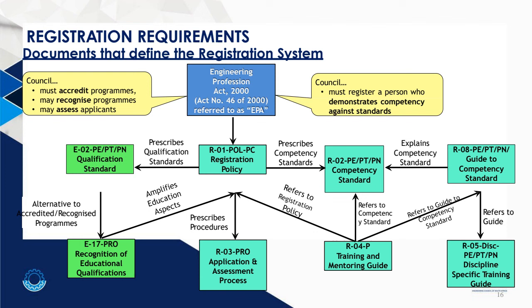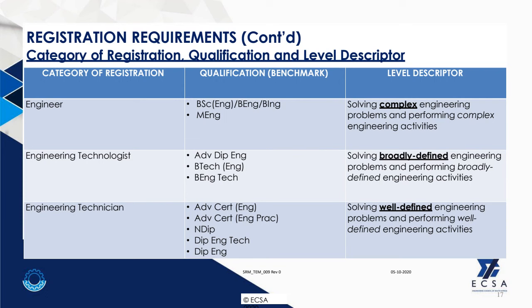The R-03, as we spoke about, is the process of application and assessment when you apply. So these documents are very, very critical to be known in terms of understanding what they refer to and what they mean. Moving further, in terms of the requirements from ECSA, we look at the level descriptors now. We spoke about the category of registration and qualification. Now here, it is looking at the benchmark qualifications.